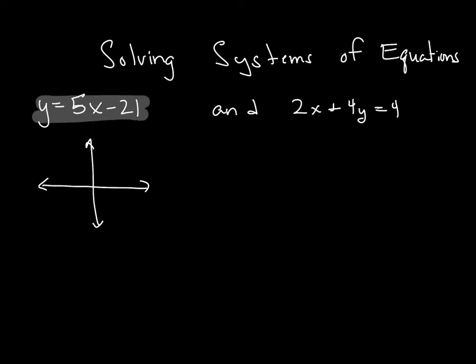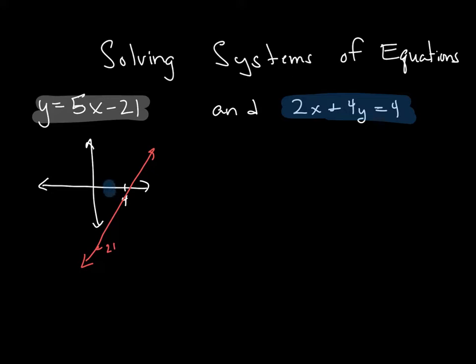The graph of that, I'm going to graph that one in red, roughly looks like this. Down here somewhere at negative 21 and has a slope of 5. It's going to roughly, very roughly come like this. The next one is 2x plus 4y is equal to 4. And that's going to give me intercepts here at 2 and 4, and it's going to come down and look something like this.